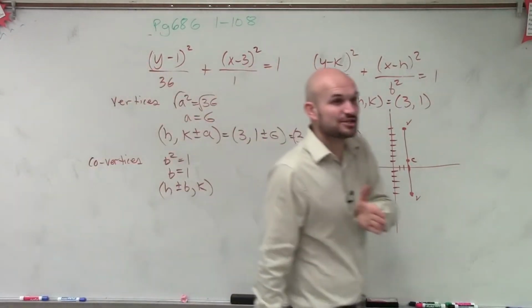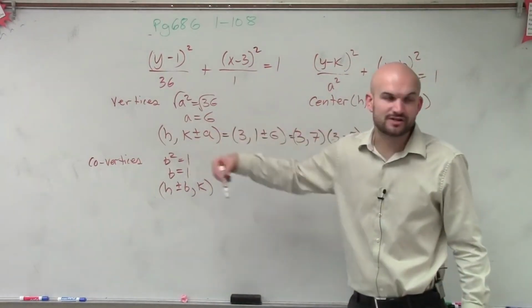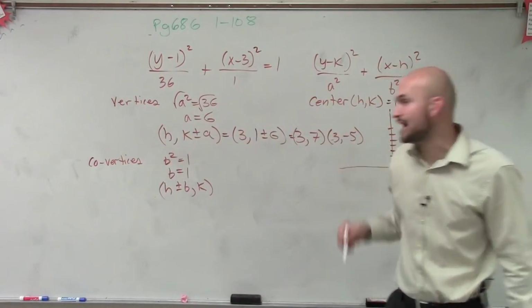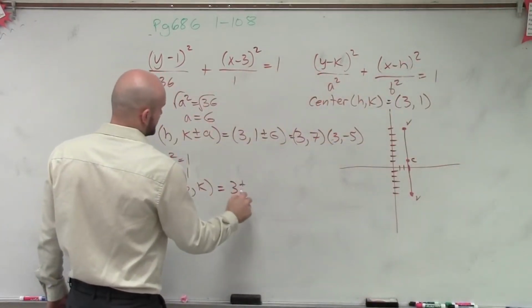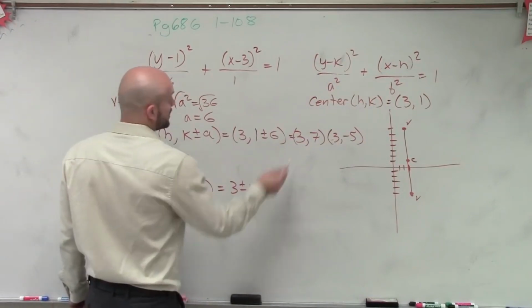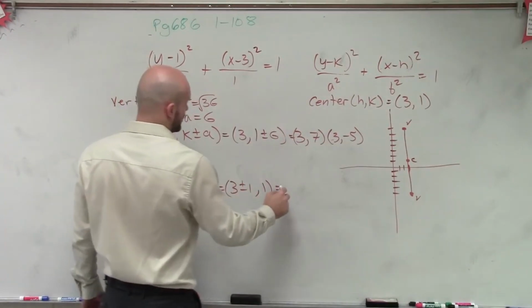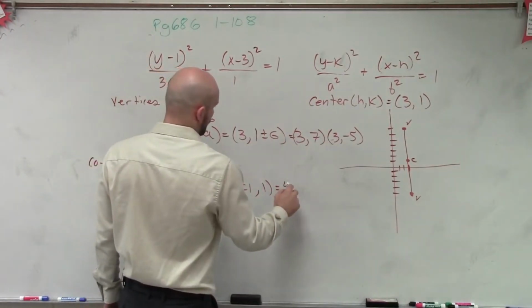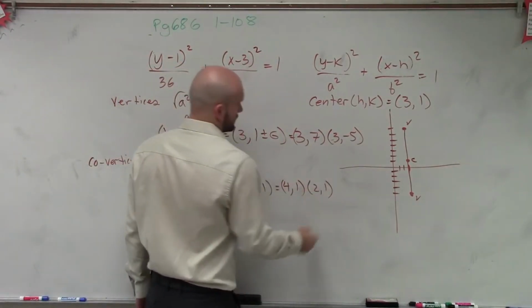Now the h coordinate of my center is where I'm going to be moving. I'm shifting 1 to the right and 1 to the left. Algebraically, it looks like this: 3 plus or minus 1, comma 1. That gives me coordinates of (4, 1) and (2, 1). So let's plot those.